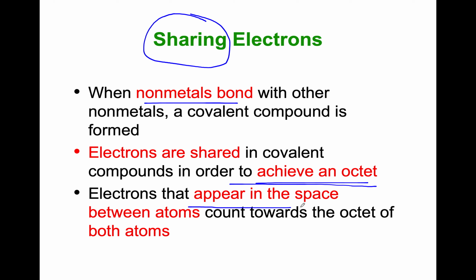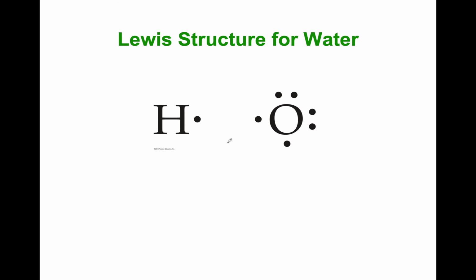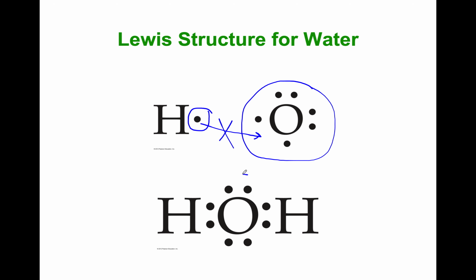Electrons appear in the space between atoms, so that means both atoms are being surrounded by that electron, so both are getting that counted towards their octet, or being satisfied, if you will. So if we take a look, Lewis symbol, hydrogen and oxygen. This is different. We're not going to be taking this and putting this over here. Remember, it's not a transfer, a positive, negative. They're going to surround each other.